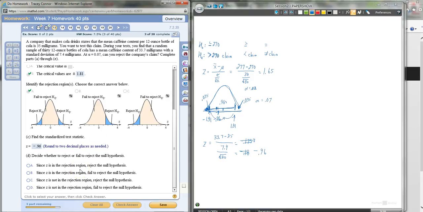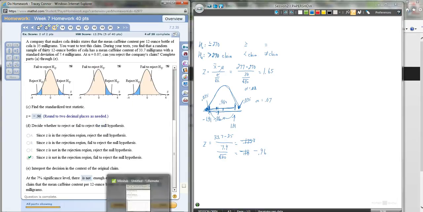So we can look at these next choices. Z is not in the rejection region. We failed to reject the null hypothesis. So it's not in the rejection region, it's in here. So we failed to reject.